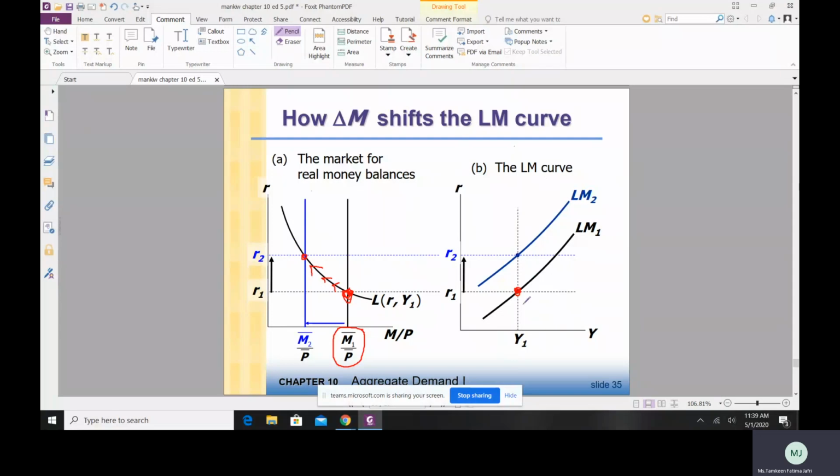Since this is going to be true for all values of Y, this will translate into an upward shift in the LM curve. So as a rule of thumb, remember, if money supply decreases, the LM curve is going to shift upwards. When money supply is going to increase, you can work out that in that case the LM curve is going to shift downwards. Okay?